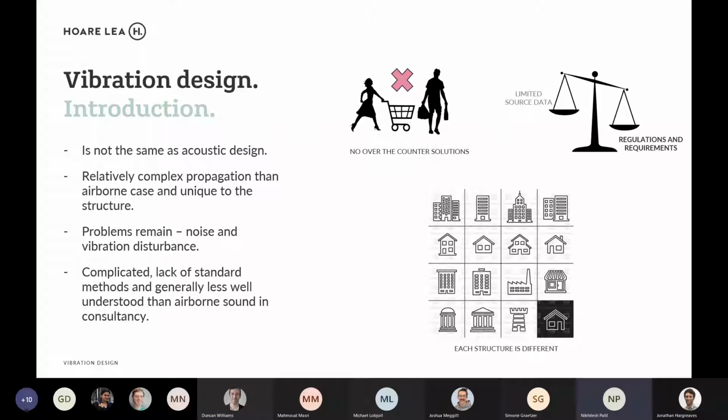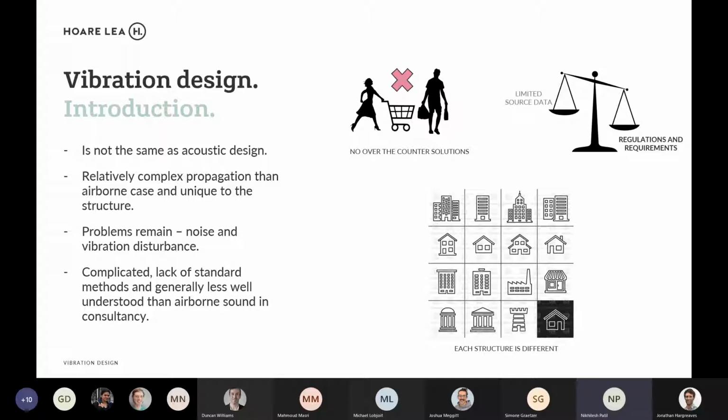To give you a brief introduction, in consultancy, vibration design is not as well understood, primarily because there has been a lack of standard approaches to solve vibration, and that also stems from the complexity of vibration itself. As opposed to airborne sound, structure-borne vibration, or structure-borne sound, is unique to a structure. So that makes it harder to have a unified approach to attack any vibration problem, because it's highly dependent on the structure, and there's also very limited source data to hand for vibration.